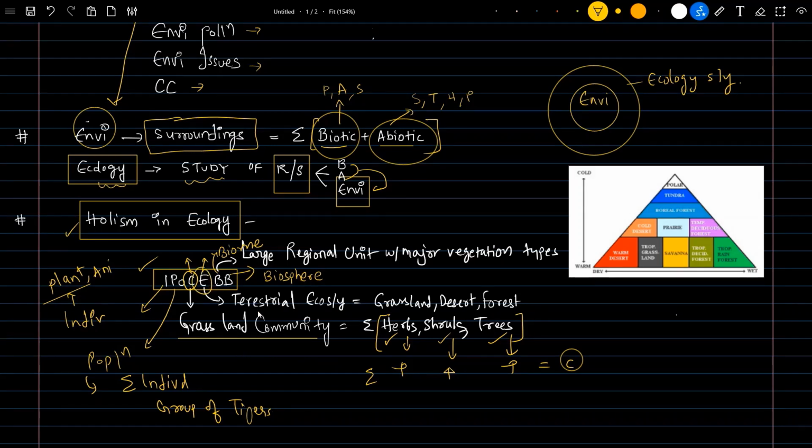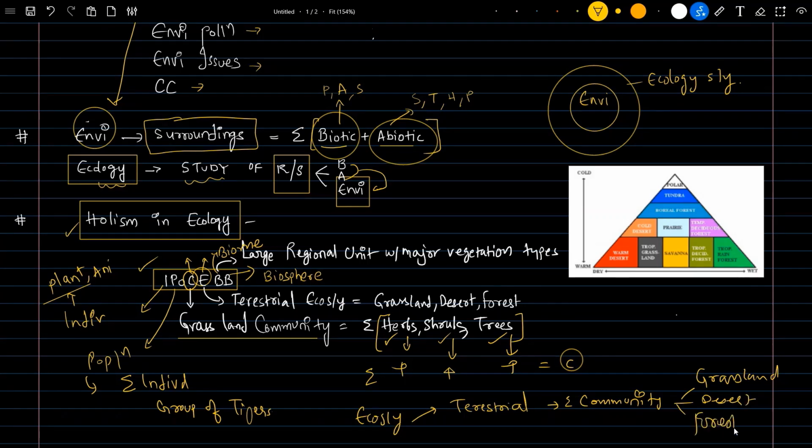Next, ecosystem. We can understand it simply by, let's say, terrestrial ecosystem. What does terrestrial ecosystem mean? It may consist of different communities. So it is also summation of different communities. We can have grassland community, desert community, forest community. So we have different communities, and the summation of these communities is called an ecosystem.